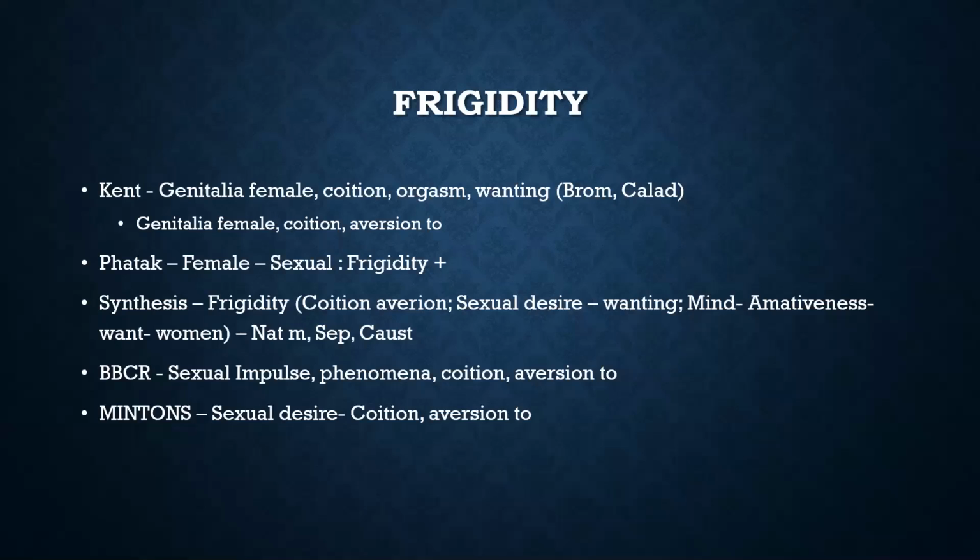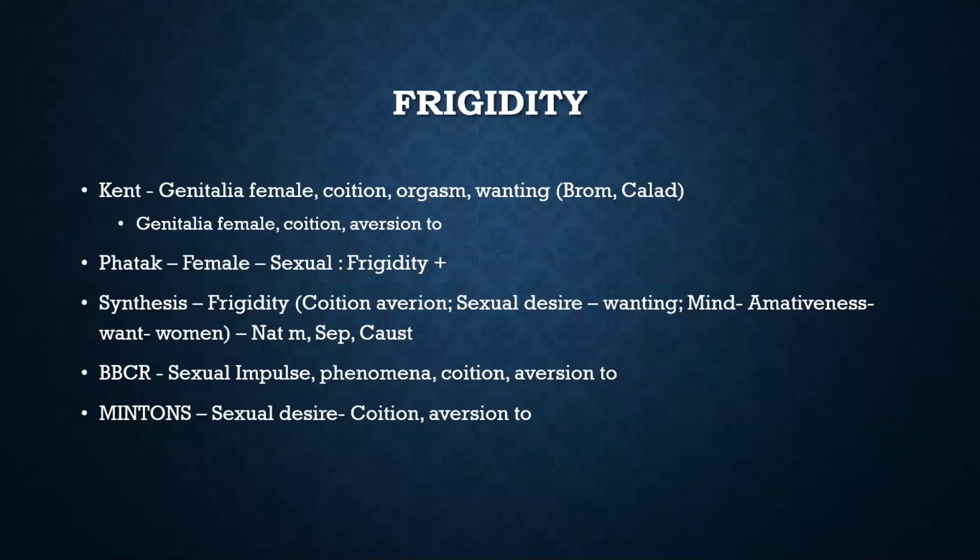Okay, so in Phatak's repertory, female chapter, you go to sexual frigidity. In the Synthesis repertory, chapter female, go to frigidity, that is in brackets; it is given as coition aversion, which means it is a cross reference. You can go back to the mind chapter and see coition aversion, then sexual desire wanting, and also find amativeness, want of women.